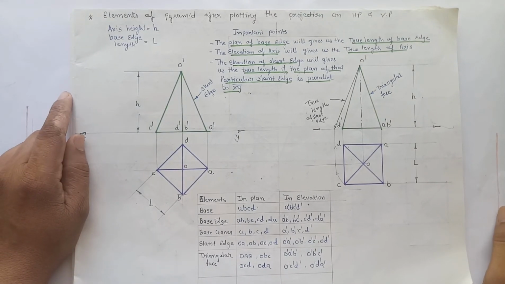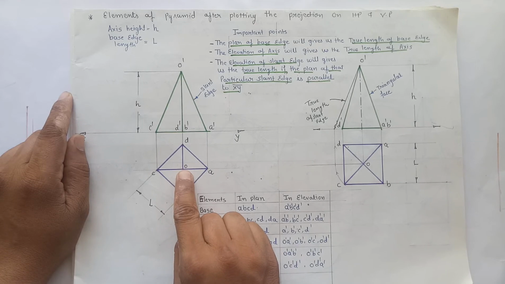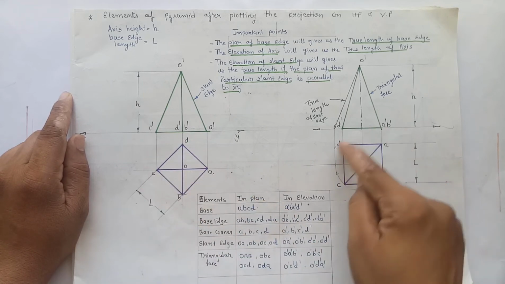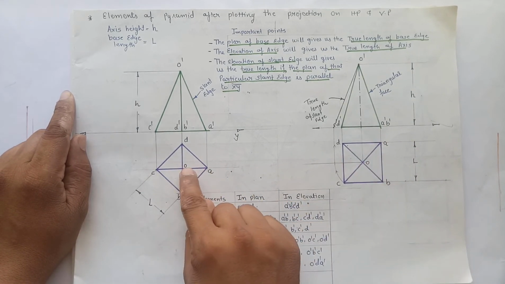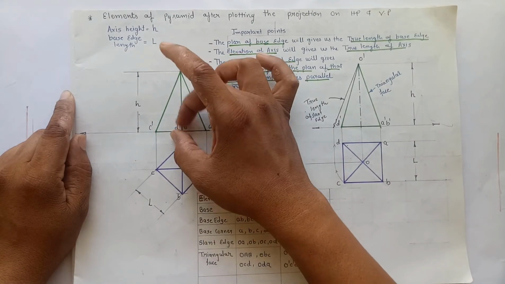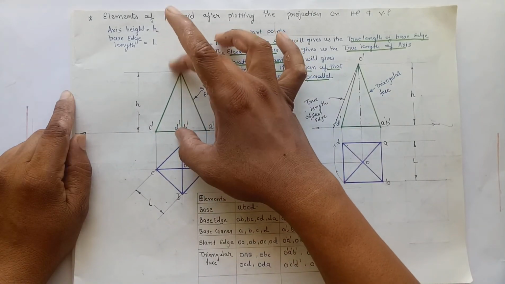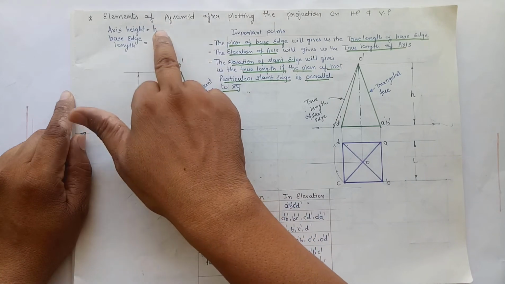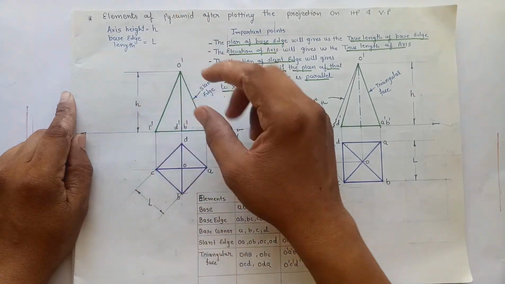And now the apex point. O is the apex point, which is the center of the base. The elevation of the apex point is found by using the axis height, which will be given in the question or statement of the problem.